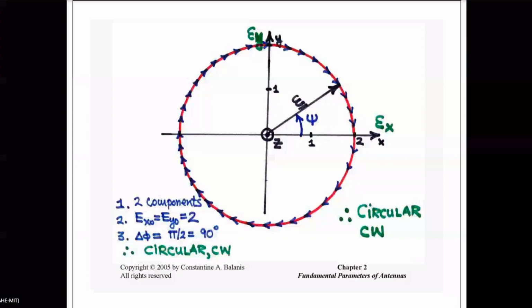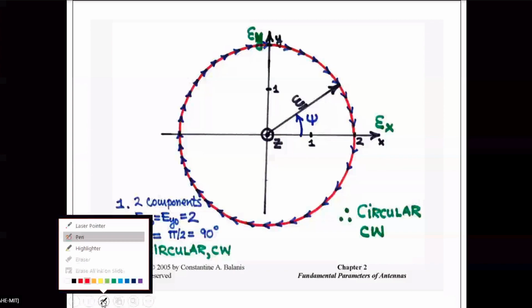See, circular polarization here it's given. When do you get circular polarization? When Ex naught is equal to Ey naught, you get circular polarization. Delta phi is equal to pi by 2. That means if the phase difference between Ex and Ey is 90 degrees and the Ex and Ey amplitudes are equal, you get circular polarization. Circular clockwise polarization. You see what happens?